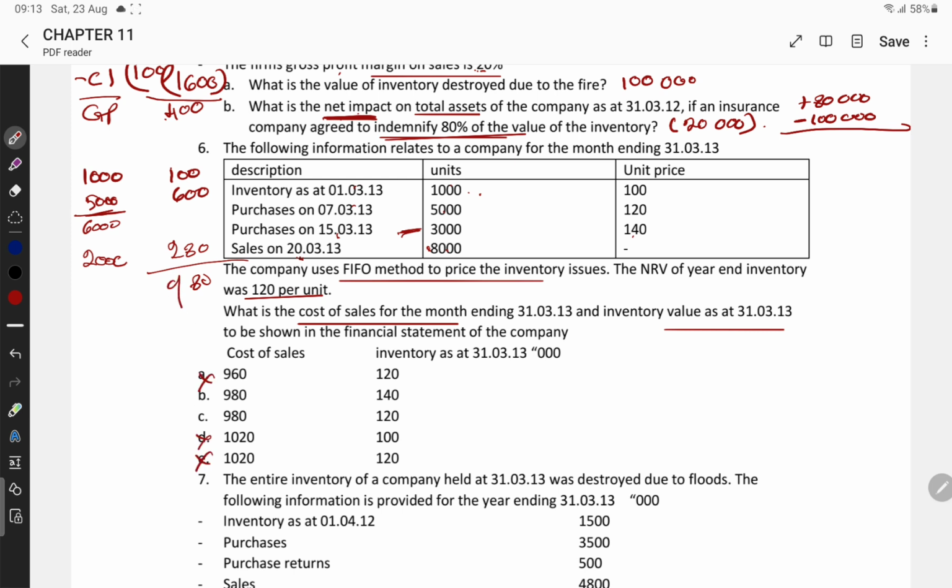I cross these out. Now this is gone, this is gone. 2000 from this 3000, 2000 is gone, which means only 1000 units is remaining. So we have only 1000 units of inventory. Now the cost is 140, NRV is 120. LKAS 2 is telling us to select the lower of cost or NRV. So 120 is low, so 1000 into 120, it will be 120,000, which means C is the answer.